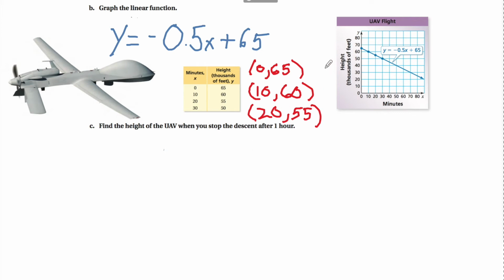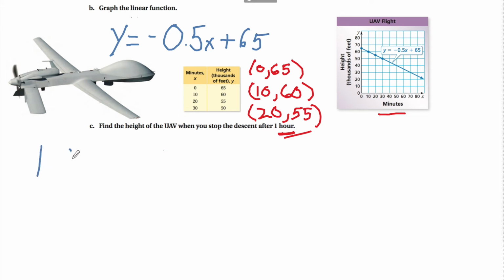Now let's use this function to solve a problem for it. Part C wants us to find the height of the UAV when you stop the descent after 1 hour. Well, let's look at this right here. Hour. We haven't been working in hours. We've been working in minutes. So we have to convert.